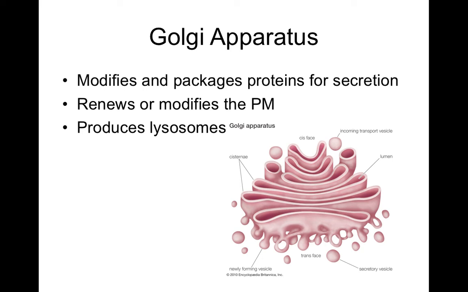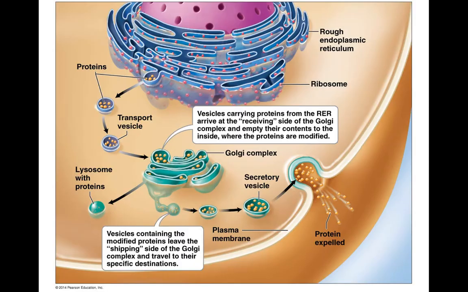The Golgi also produces lysosomes. Lysosomes contain lysozyme, which is an enzyme that lyses larger proteins, as well as hydrolytic enzymes and hydrolytic chemicals that will basically break things down.